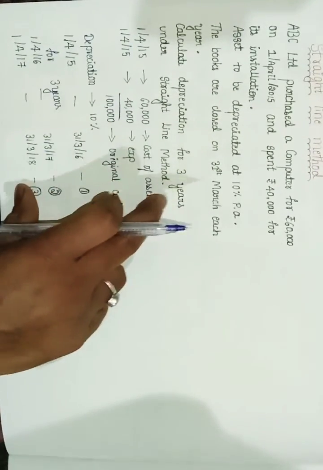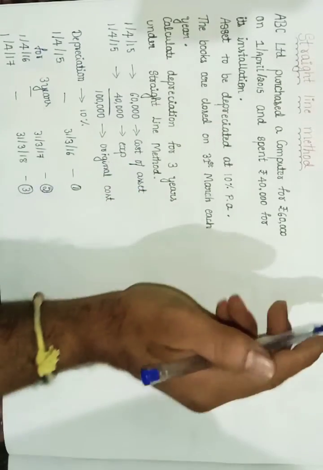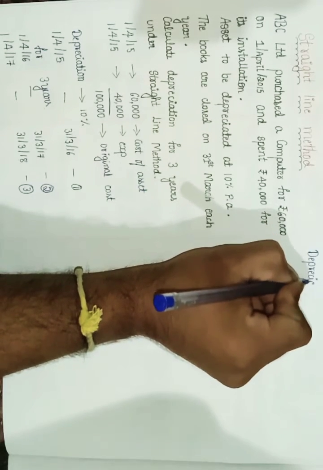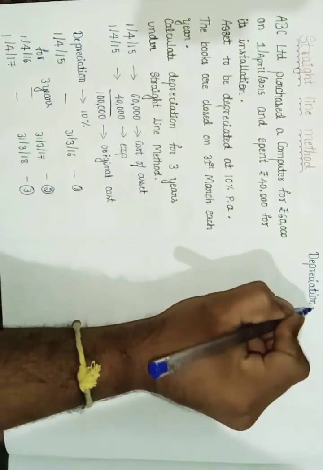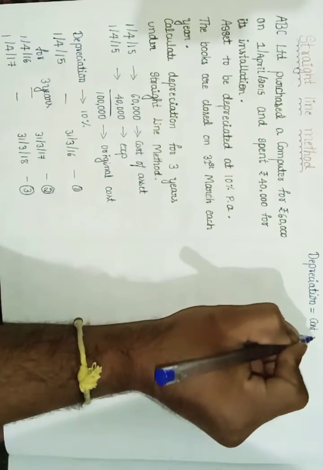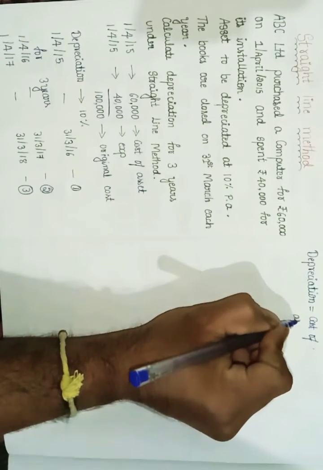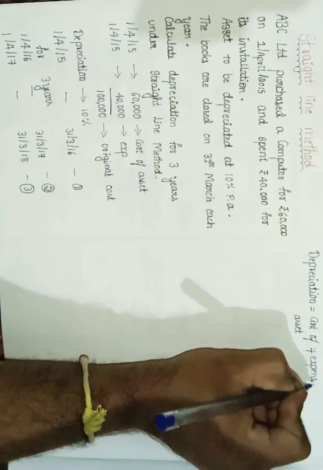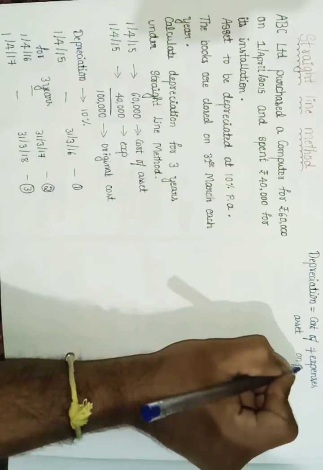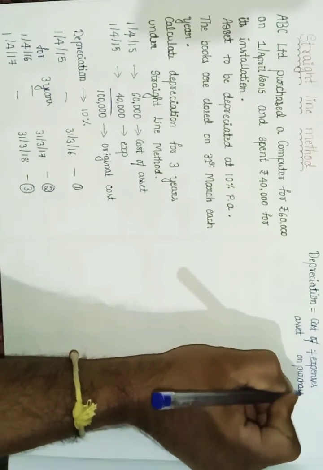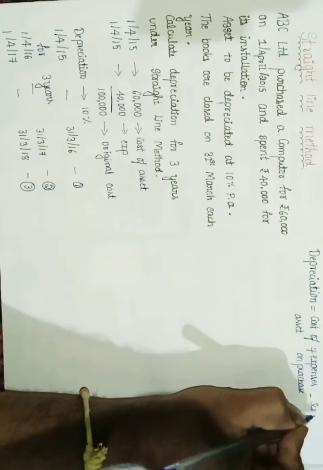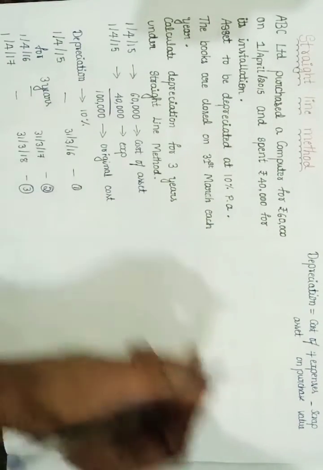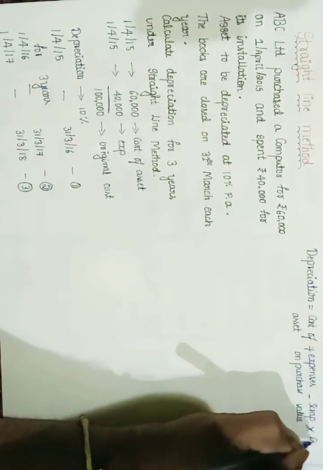By using this information, we need to calculate what? Depreciation. So we know that the depreciation formula is: depreciation is equal to cost of asset plus expenses on purchase, minus scrap value. Here they have given the depreciation rate, so we need to multiply by that depreciation rate.